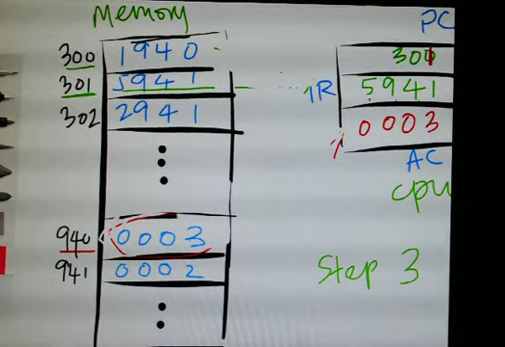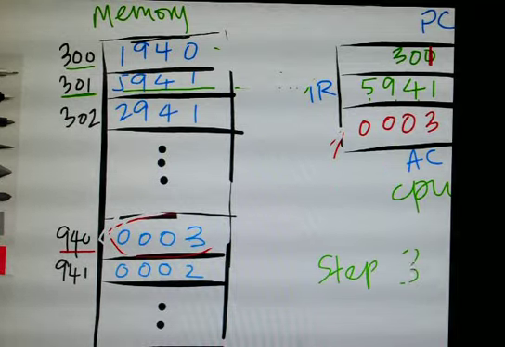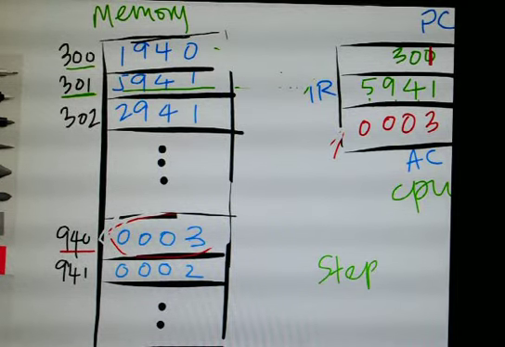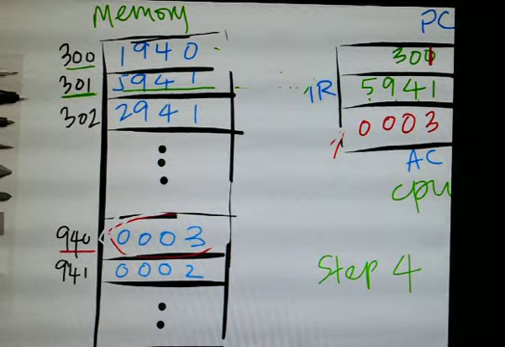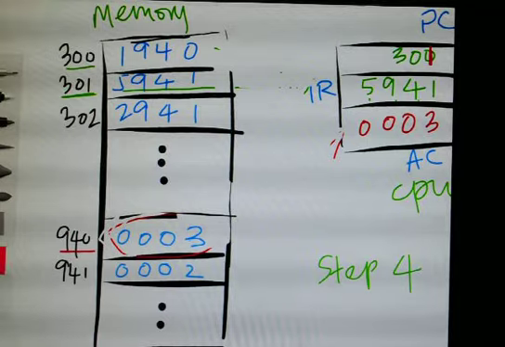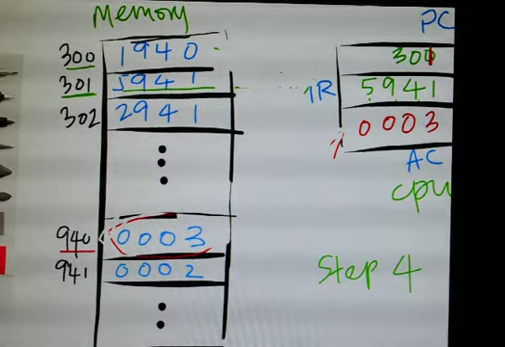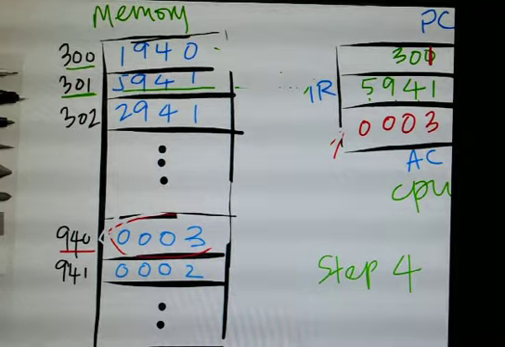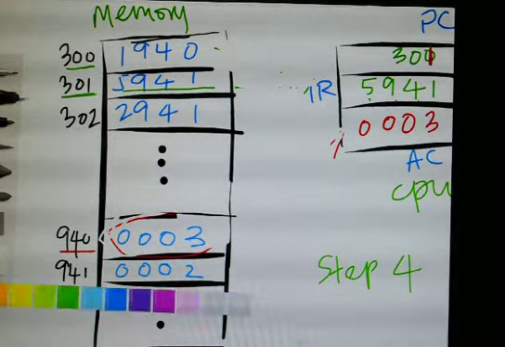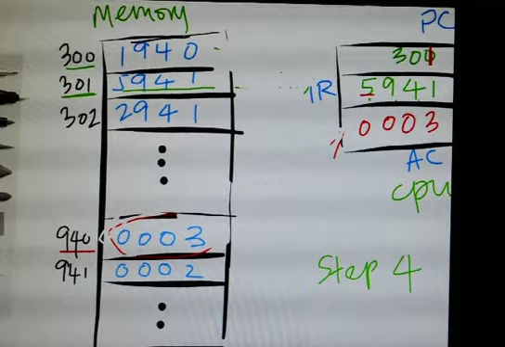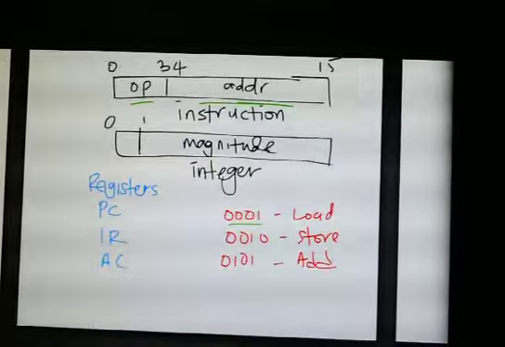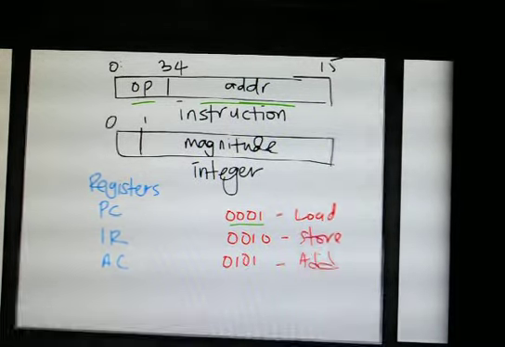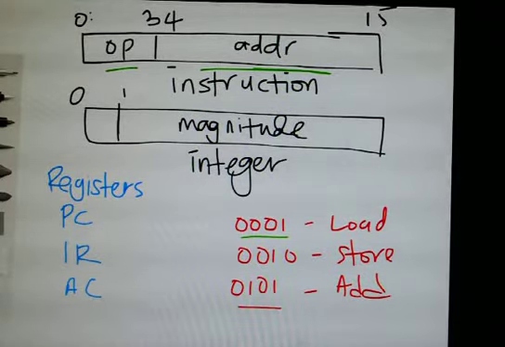Step number 4 is to execute the instruction that we have in IR. The opcode is 5. Dia punya opcode 5. We need to look at our list of opcodes from just now. So 5 is here. We are going to perform an arithmetic operation, which is add.